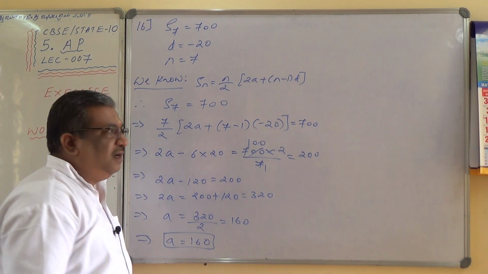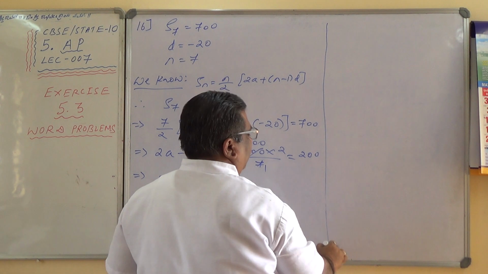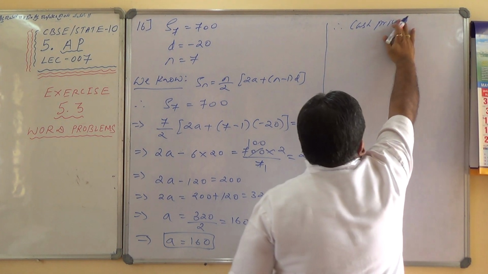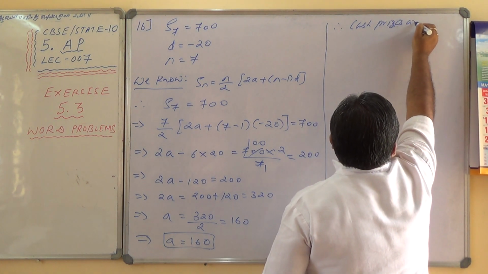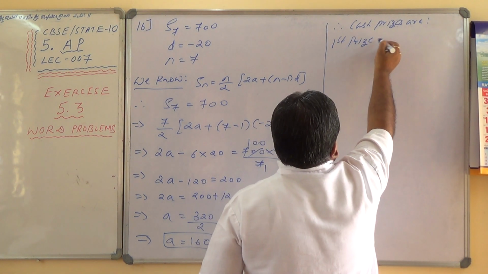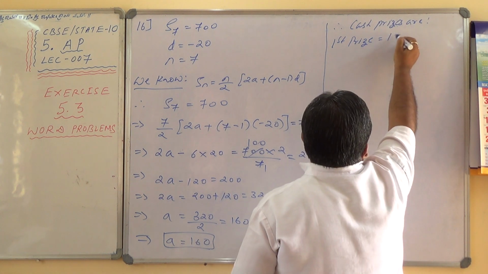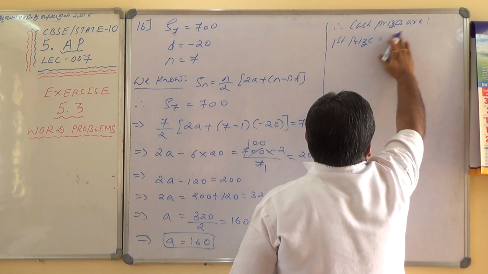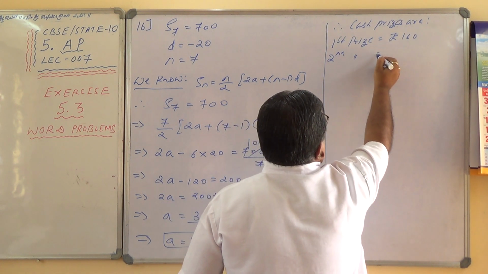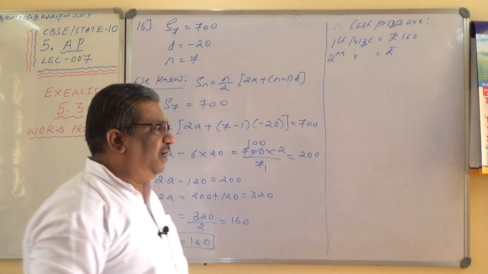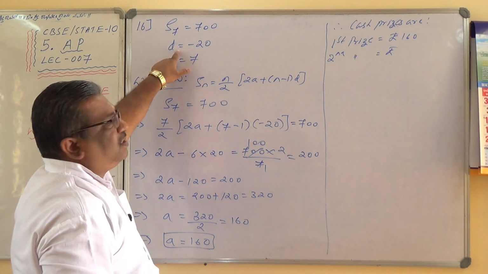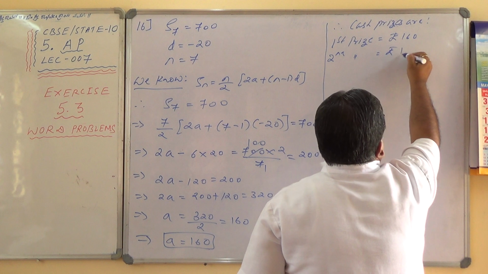It is 160. So therefore we'll write here, therefore cash prizes are: first prize equals 160 rupees. Second prize rupees 160 minus 20. If A is 160, next is A minus 20, which is 140.